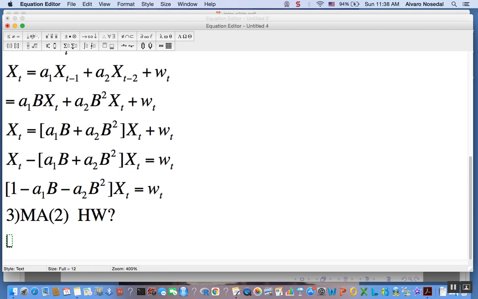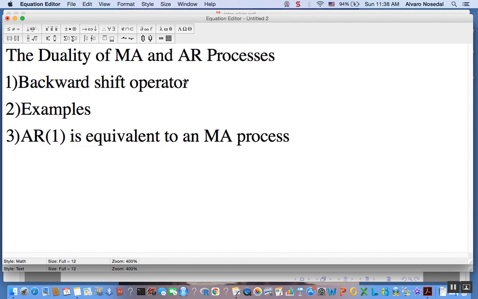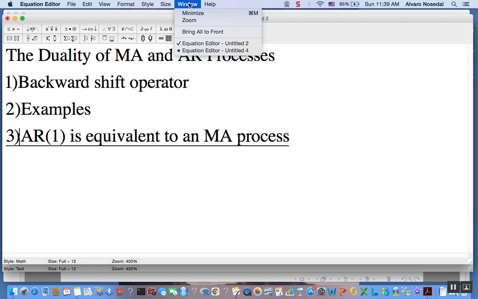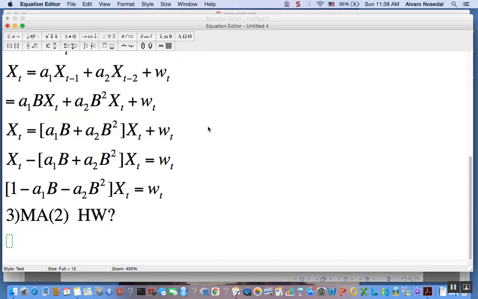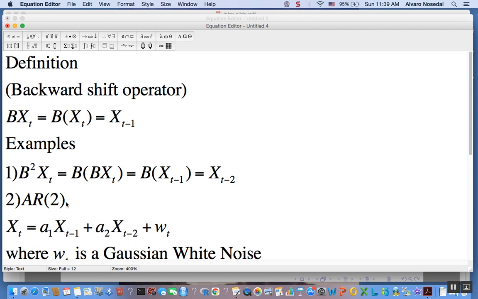Now, remember at the beginning of this video, we said that we would like to eventually rewrite an autoregressive process of first order as a moving average. Okay? So before we get to do that, what I would like to do with you here is talk about another example. Okay, this is going to be slightly more complicated than the one we discussed here, rewriting the autoregressive process of second order using the backward shift operator.